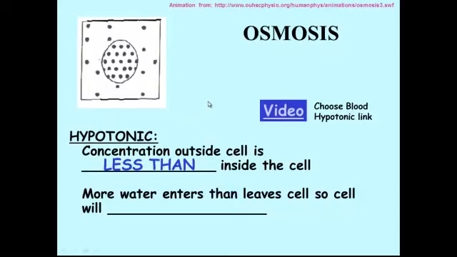Concentration of solute outside the cell is less than inside. And in that situation, remember, if the solute can't move, water is going to move from where there's high water. Look at all these blank spaces out here. High water concentration compared to less water concentration in the cell. Water is going to move into the cell. And more water enters than leaves, the cell is going to get bigger, bigger, bigger. It can possibly explode.